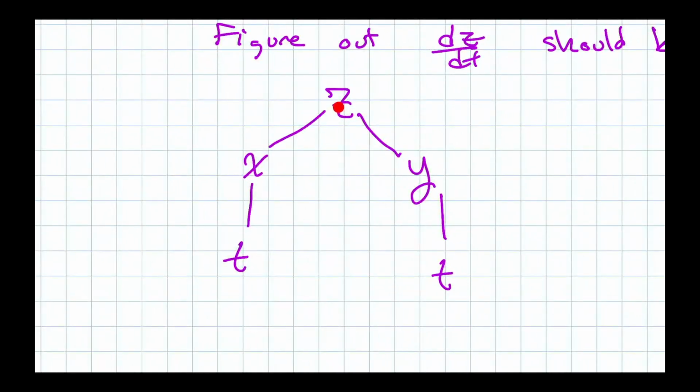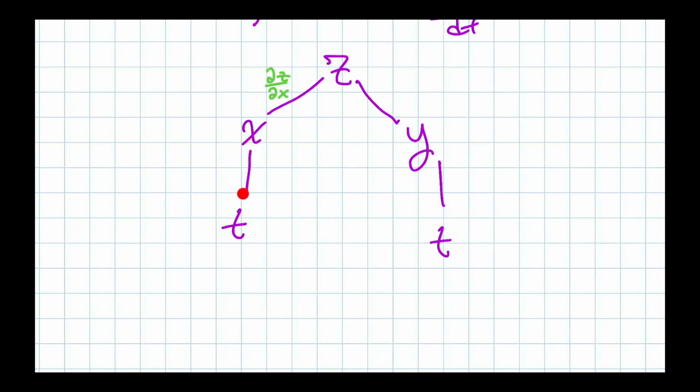So from z to x, you can do a partial derivative. The partial derivative involving the z and the x would be delta z, delta x. That's the partial derivative that's between those two. And then from x to t, you could do a partial of x with respect to t. Do the same thing for the other side here.